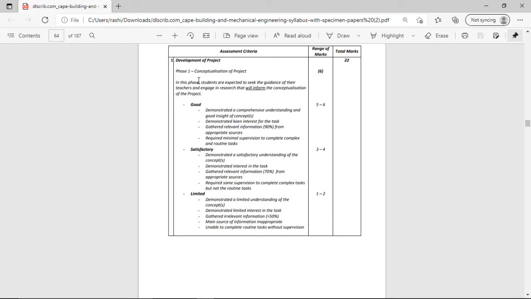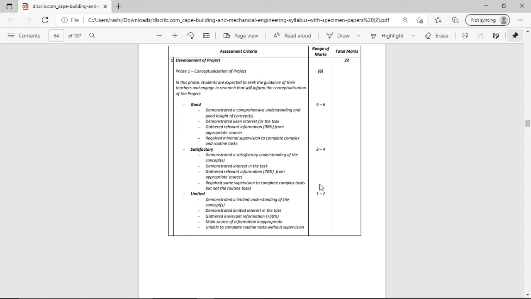Now, if what you do is good, if you demonstrated a comprehensive understanding and good insight of the different concepts, you get between 5 and 6 marks. And once you talk to your teacher about what you want to do and you come up with your design, you should be getting all those marks. If it's just satisfactory, you get between 3 and 4. And if it's limited, if it's kind of lacking, then you get between 1 and 2.